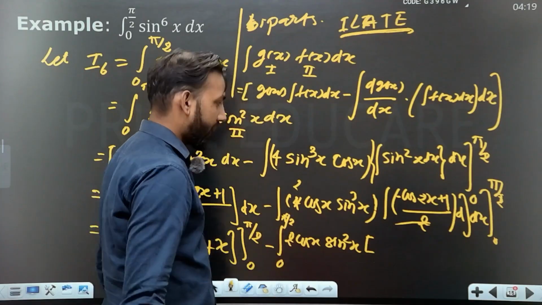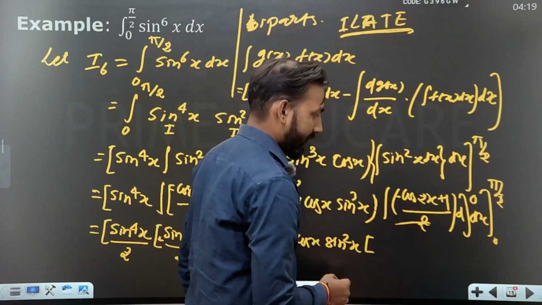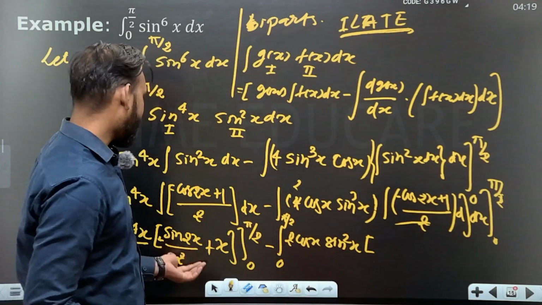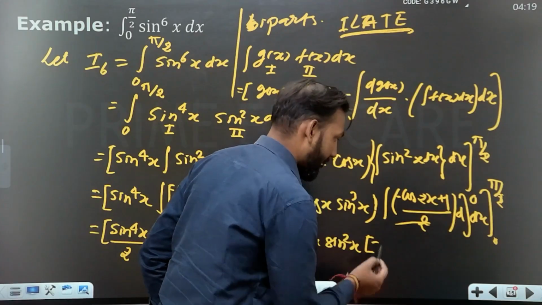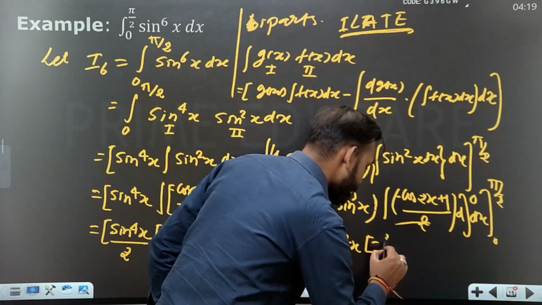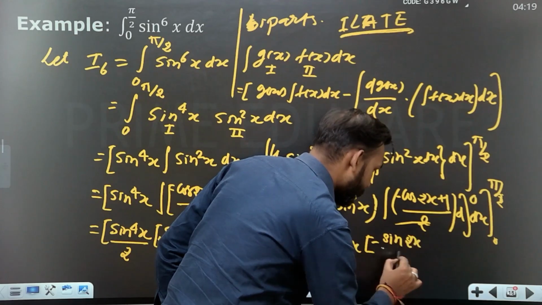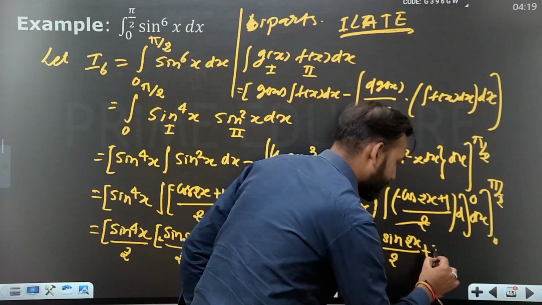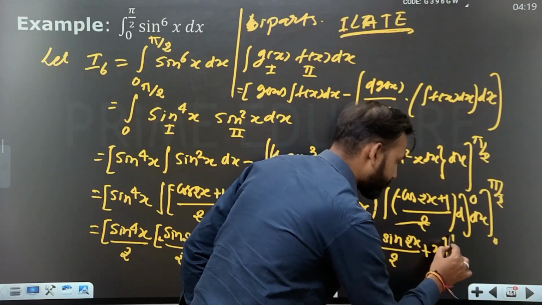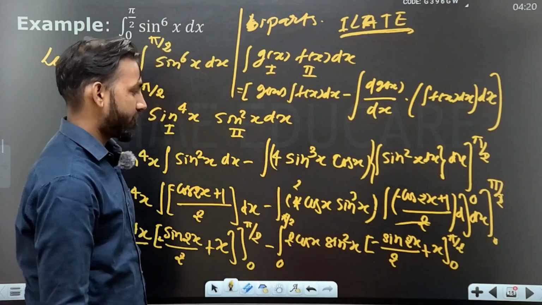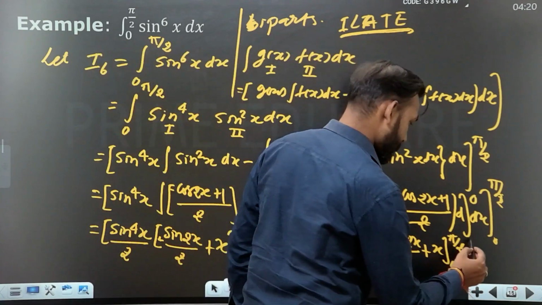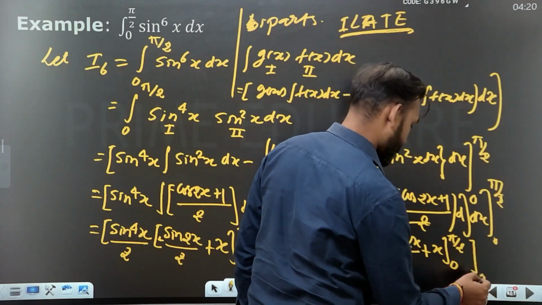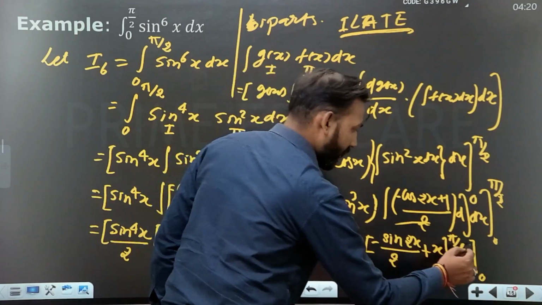0 to pi by 2, and minus cos 2x is put, the minus cos 2x is same as minus sin 2x, because minus is not the matter, minus sine 2x over 2 and plus x. Limit is 0 to pi by 2. Okay, and we will get the result. There is no need to form this limit.